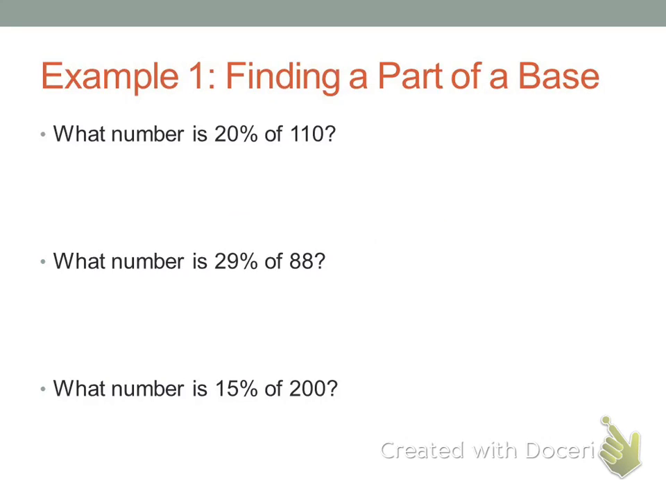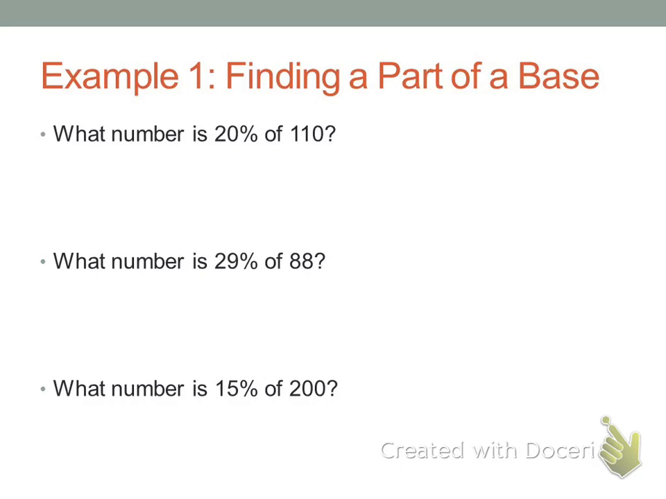All right, so how does this look in an example? In example 1, we're finding part of the base. So, what are we solving for? It says, what number is 20% of 110? What are we solving for, A, B, or P? A. We're solving for A because we know that our key word for A is what? Is, and our key word for B is of. That's what helps us figure out which values to substitute in for which variables.